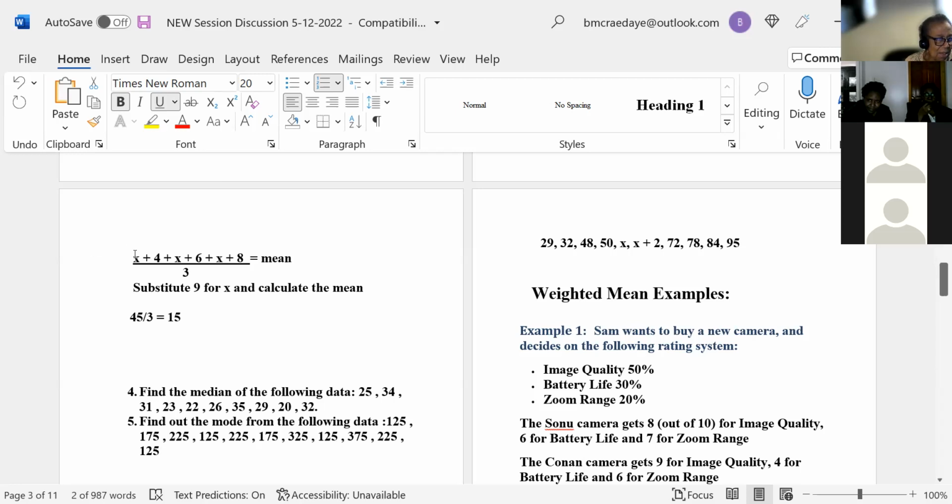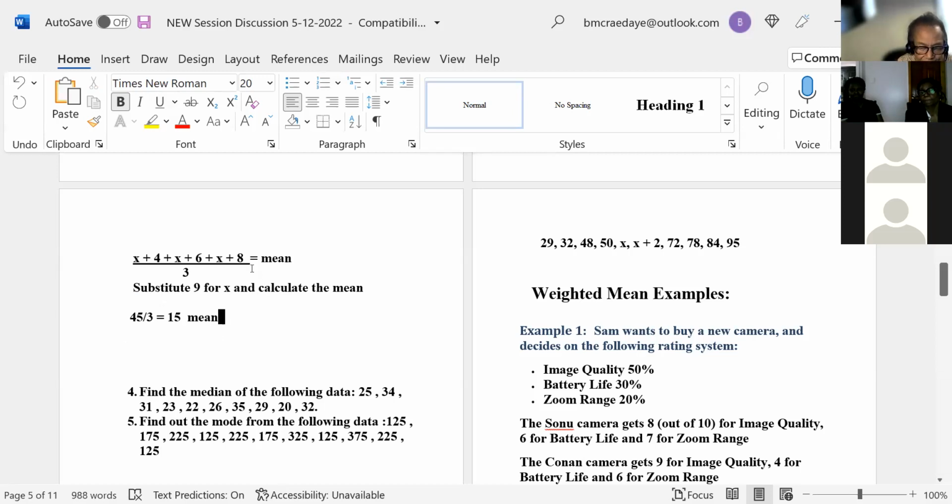Okay, let's go back here. 9 plus 4 is what? 13. Plus 9, 22. Plus 6, 28. Plus 9 is 37. Plus 8, 45. That's how Mercedes got the 45 here. Divide by 3, you get a mean of 15. So x is equal to 9 and 15 is the mean. So that's a 2-part problem: x equals 9, mean equals 15.